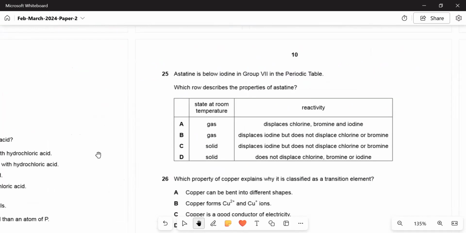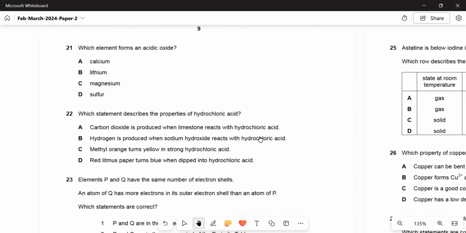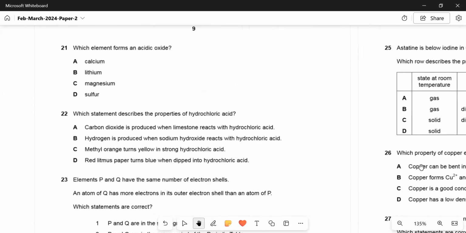Now we have question number 21 and 22. 21 is, which statement forms an acidic oxide? Very easy, because acidic oxides are formed from non-metals. And here, the only non-metal is sulfur.